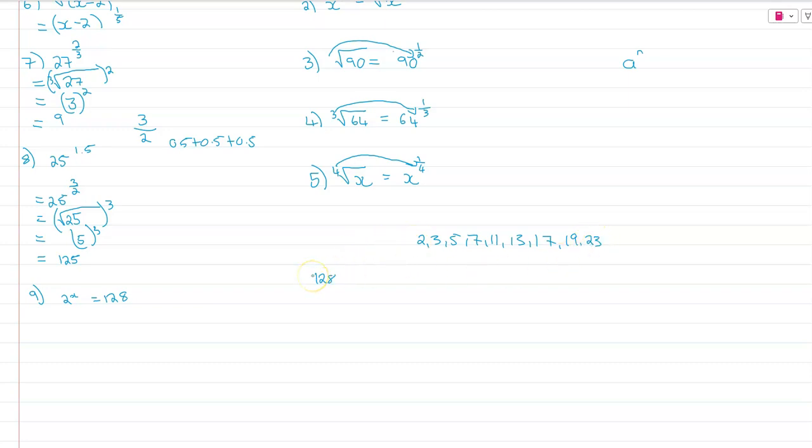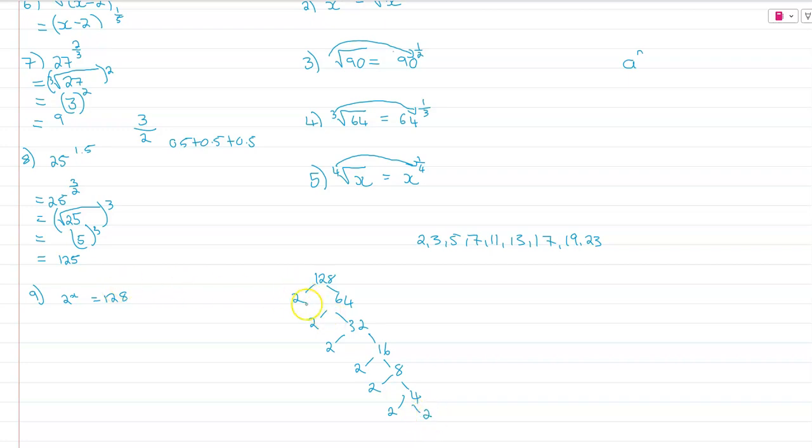So 2 goes into 128 how many times? It gives us 64. So here is 2, here is 64. 2 goes into 64 how many times? 2 goes into 6, 3 times. 2 goes into 32 how many times? 16. So 16. And 2 goes into 16 8 times. And 2 goes into 8 4 times. And 2 goes into 4 2 times.